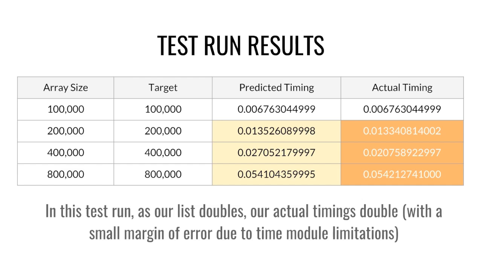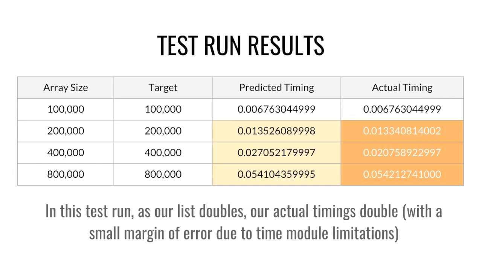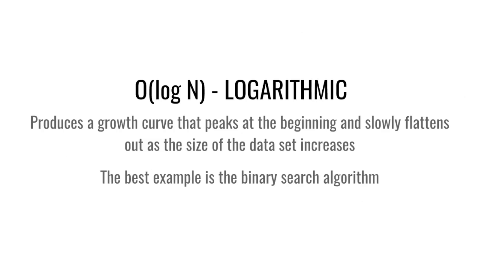So definitely, when we did the linear search in Python and we timed it, we found that it actually was O of N. There's room for a margin of error, obviously, but that's due to the module that we're using.